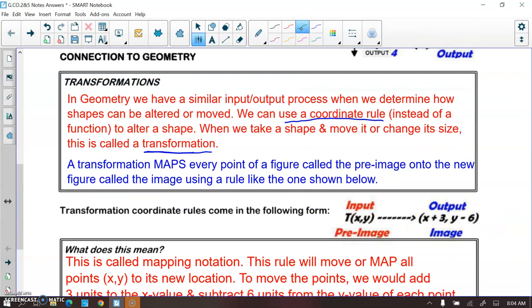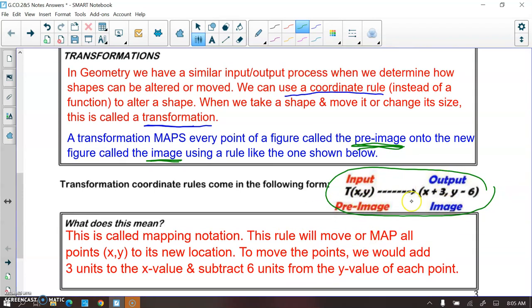So what we do is we start off with a shape that's called the pre-image. And then you will be given a coordinate rule like the one shown below here. And we will take each of our x and y values from our pre-image, so each of our points from our pre-image, and we will use the coordinate rule to help us find the coordinates of our new shape, which is called the image.